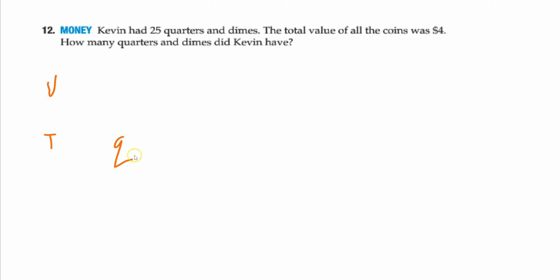He has quarters and dimes. He has 25 of them. So if he had quarters and dimes, he has 25 total. That's my total equation. Now let's do the value equation. Quarters are worth 25 cents. Dimes are worth 10 cents. So the total value we have is $4. I guess something like that. And again, solving this by elimination or substitution is not the first thing in the world, but there are decimals.